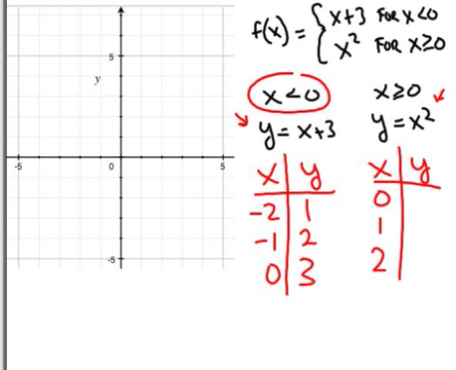Okay, so that part is pretty easy. Now when I plug in 0 into y equals x squared, what I'm going to get is 0. 1 squared is 1, and 2 squared is 4. So let me first plot these points and then see what happens. I'm going to plot negative 2, 1. Okay, that's right there. I'm going to plot negative 1, 2, and I'm going to plot 0, 3. Now, I'm going to plot 0, 3, but we'll come back to what I have to do with that.